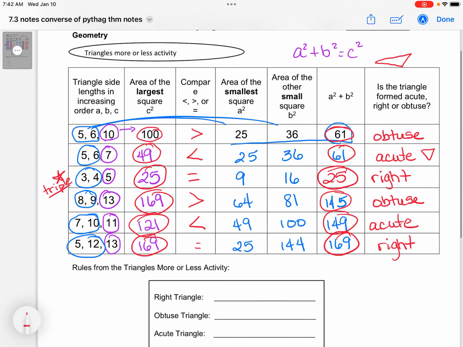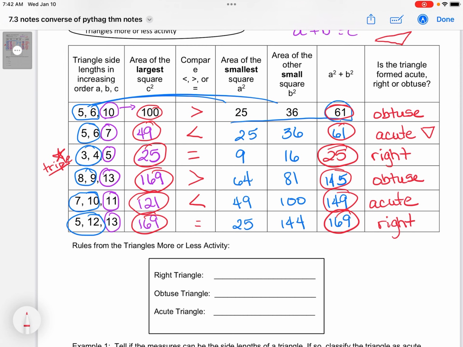So, summing that up, for a right triangle, a squared plus b squared equals c squared. For an obtuse, a squared, now I'm writing it backwards from what we were just doing, a squared plus b squared is less than c squared. And in an acute triangle, a squared plus b squared is greater than c squared.